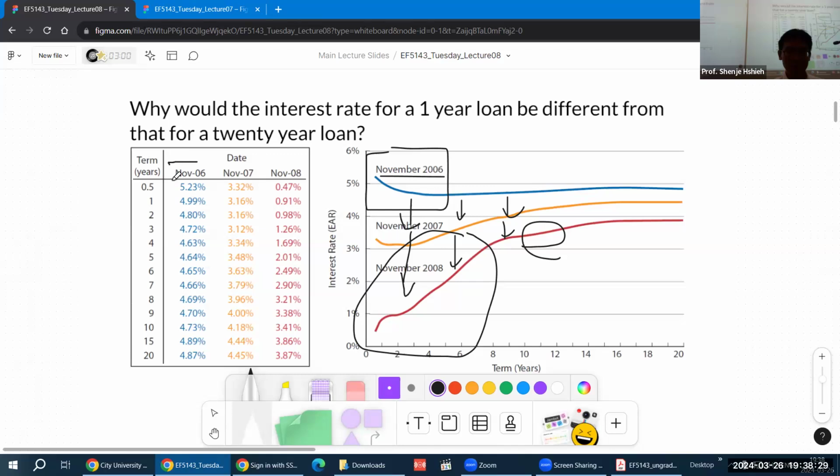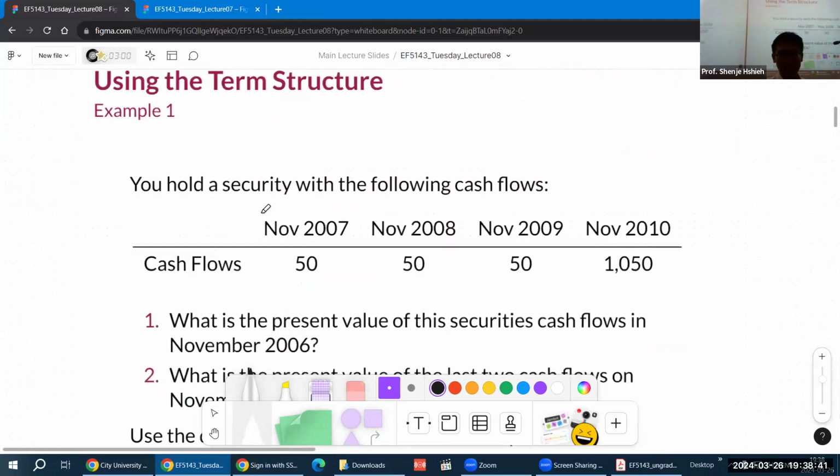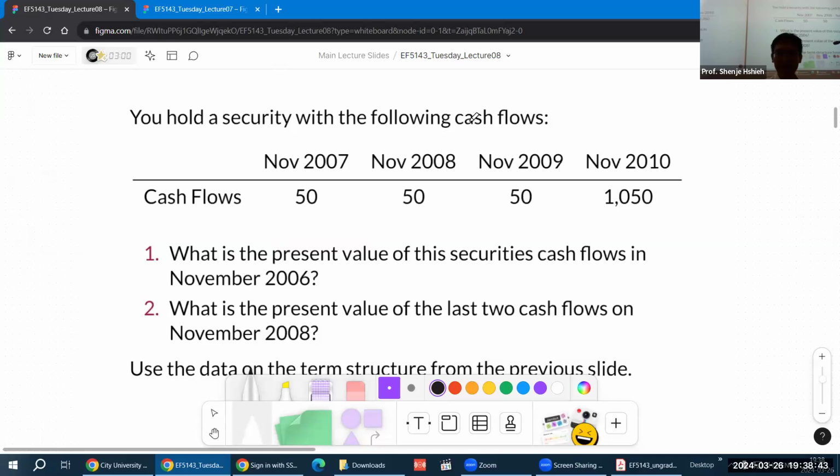These are the numbers I gathered for these 3 years: November 2006, 2007, and 2008. We're just going to go through a very quick exercise to use these numbers to price bonds. Suppose we have a security with the following cash flow: 50, 50, 50, and 1,050. Of course they're probably in millions, but let's just use small numbers.